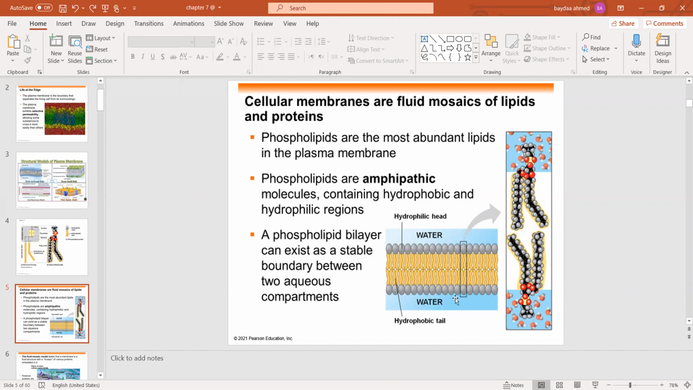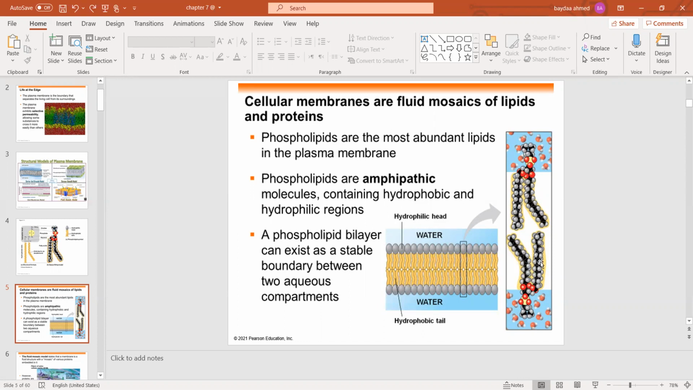This molecular orientation maximizes contact of hydrophilic regions of molecules with water, with the cytosol and extracellular fluid, while providing the hydrophobic parts with a non-aqueous environment.